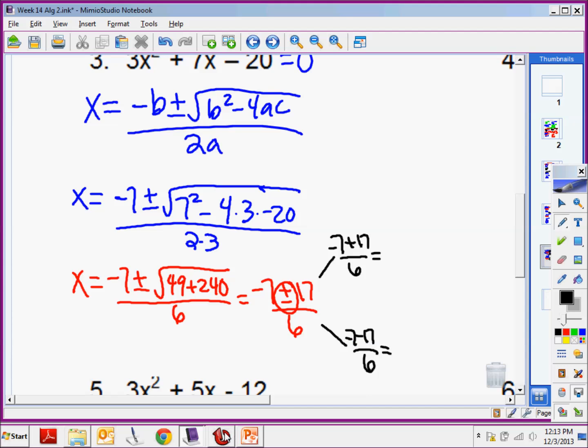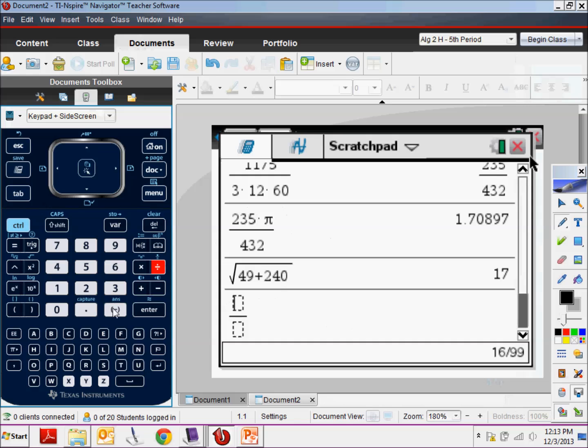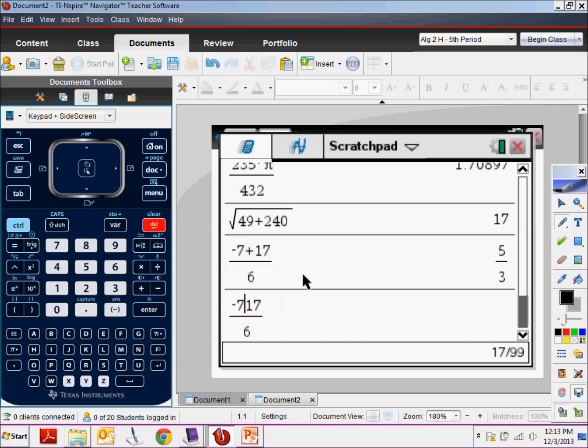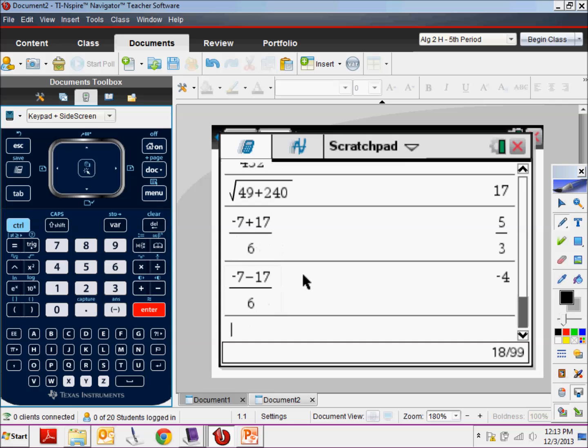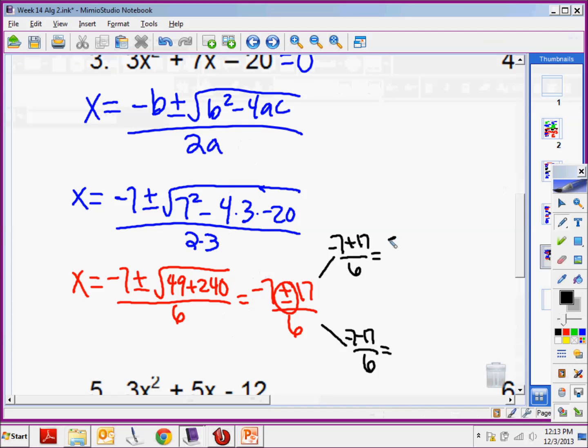Alright, if I can't do it in my head, is there a calculator? So in the calculator, I can put negative 7 plus 17 over 6. And then I can do it again, but instead of plus 17, it's going to be negative. And I get negative 4. So I have positive 5/3, and I have negative 4.